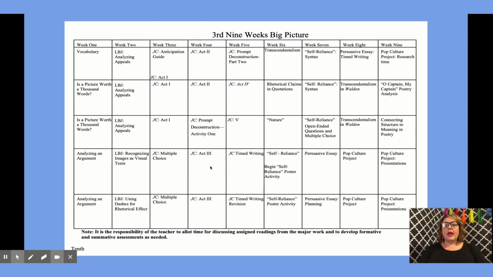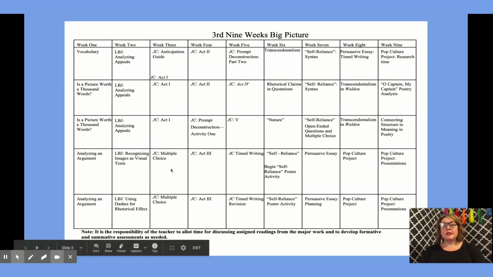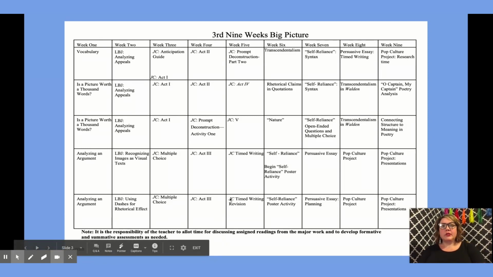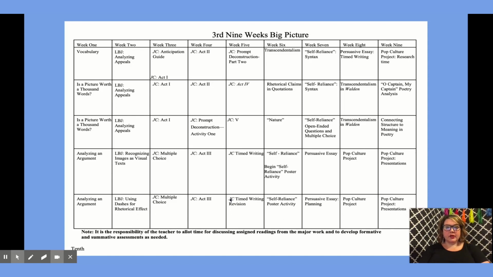So, also, as you are reading and you are using this class time, make certain that you understand that it's the teacher's responsibility to formatively assess students as you are reading. Now, we do have many assignments that are in place, such as the anticipation guide, some multiple choice practice, a prompt discussion, a prompt deconstruction, and a timed writing, all dealing with Julius Caesar. But as your students are going through this text, you might think that they need some more practice, and that will be to your discretion. Also, notice that it is your responsibility to provide a summative assessment for Julius Caesar.